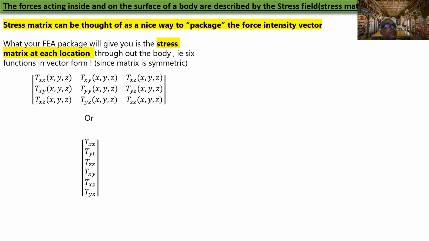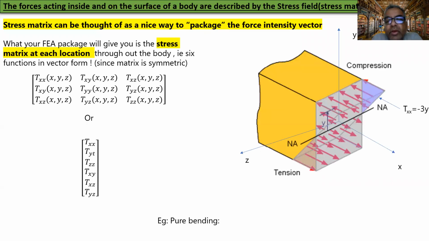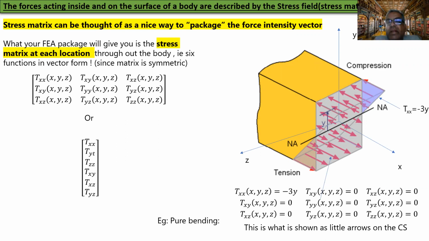This is the kind of result you should get, so you should understand what this means. I'll give you a particular example. You all know about pure bending. You can see what these forces look like. I'll show you what this Txx, Txy, Tyz looks like. Txx is minus 3y. I just made up some number, but you can see that the face is normal to the x direction, force is either positive or negative x, and it is linearly varying with y. So that's why it's minus 3y. All the other tractions are 0. This is what we show by little arrows. The arrows represent force intensity or traction vector on that face. Just the packaging is in the form of a matrix. That makes sense to you? This is how the stress field or stress matrix at each point is represented.